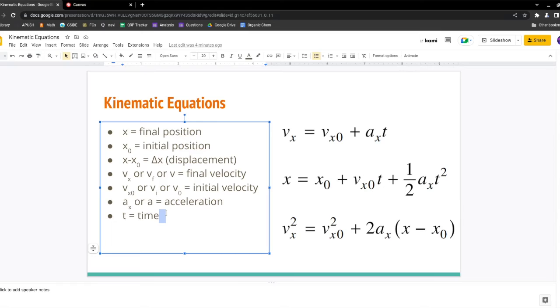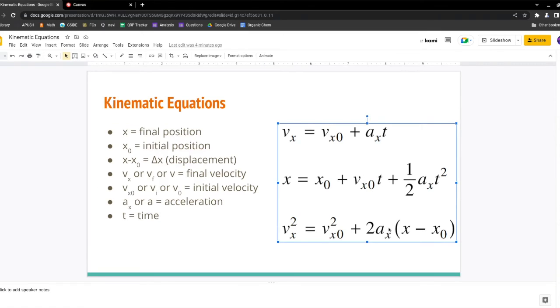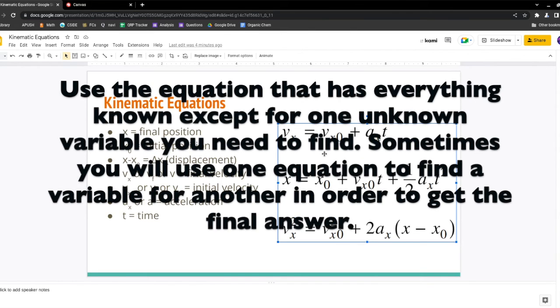Often, you should just write out all the variables that you have and then look at these equations to see which one makes the most sense. I'm going to go over this in more detail in future videos, but you have to find the equation that contains everything that you know and what you're going to solve for.